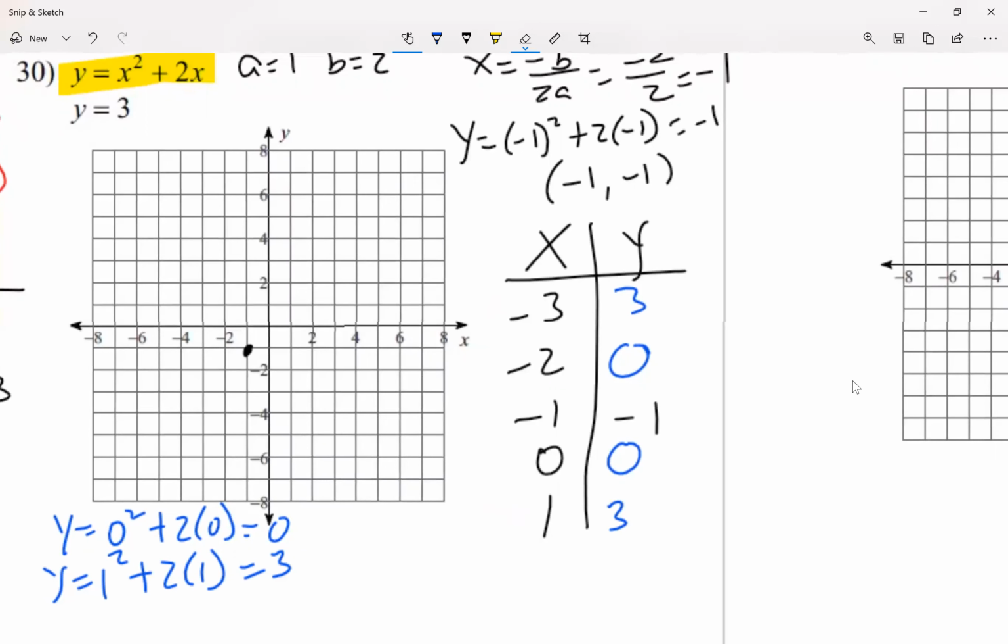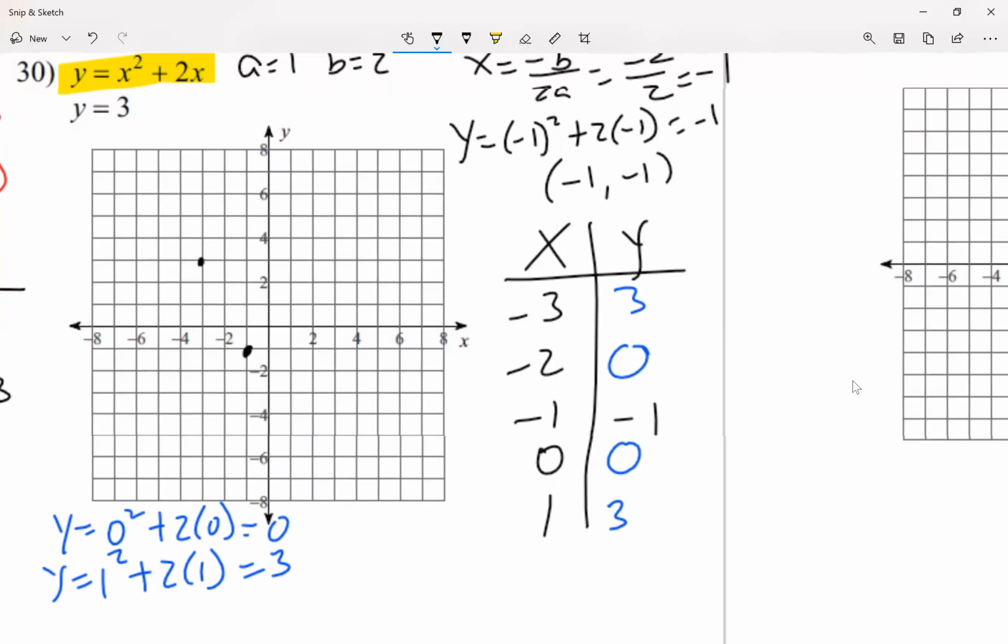I can erase this. I can plot my points. (-3, 3) is right here. (-2, 0). I have my vertex, (-1, 0)... right now. And then (1, 3).